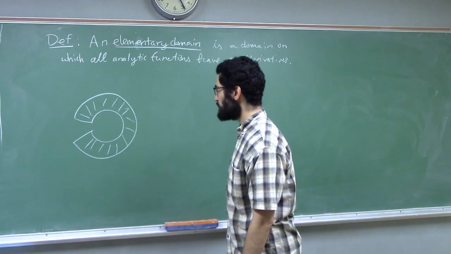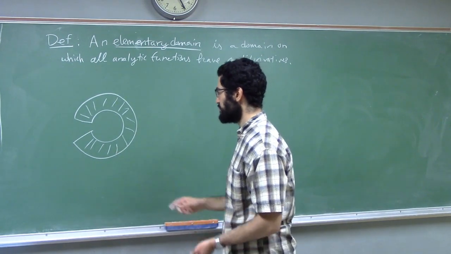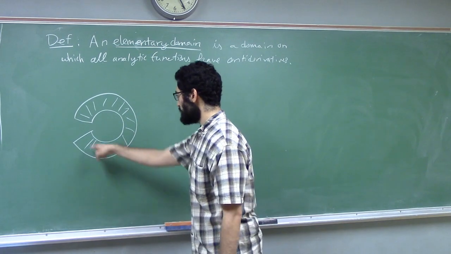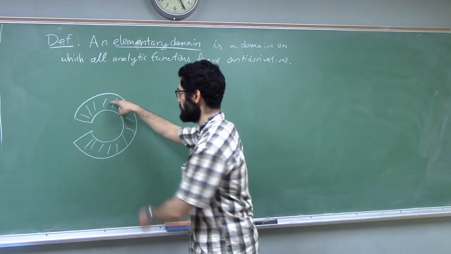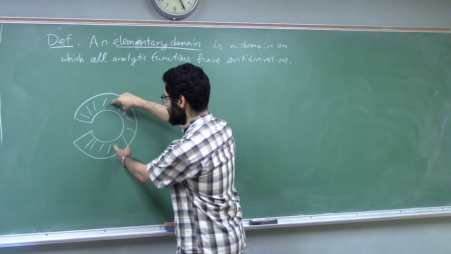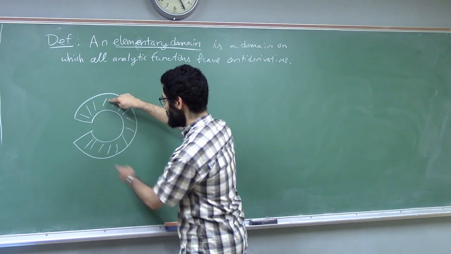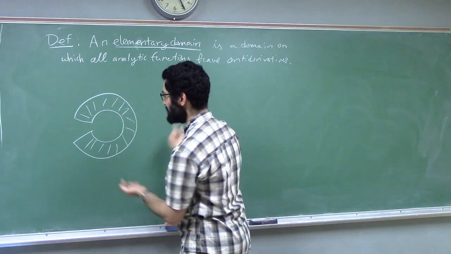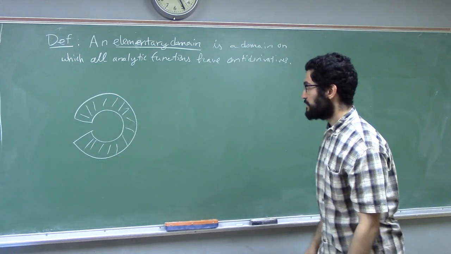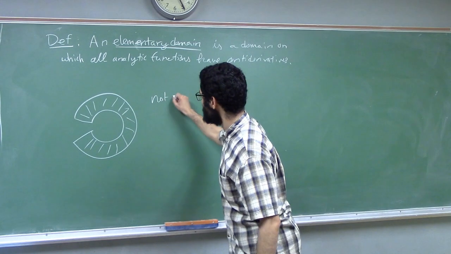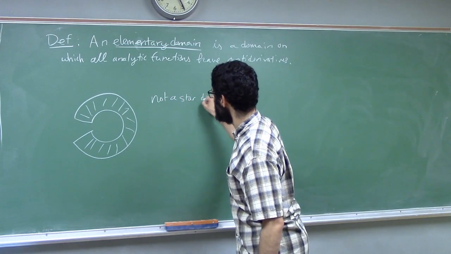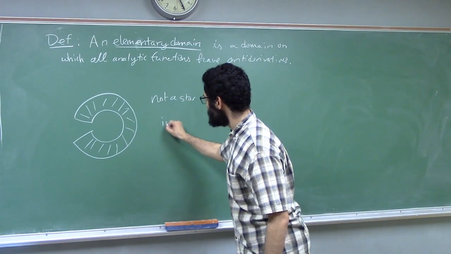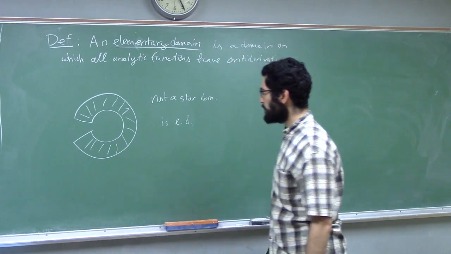If I take something like this, that's definitely not a star domain. If you take any point in here, it will not work as a star center. There will be some other point that's not in visibility. So whatever point you pick in here, there will be some other point, like the point across from it, such that the line segment joining them is not inside. So this is not a star domain, but it is an elementary domain.